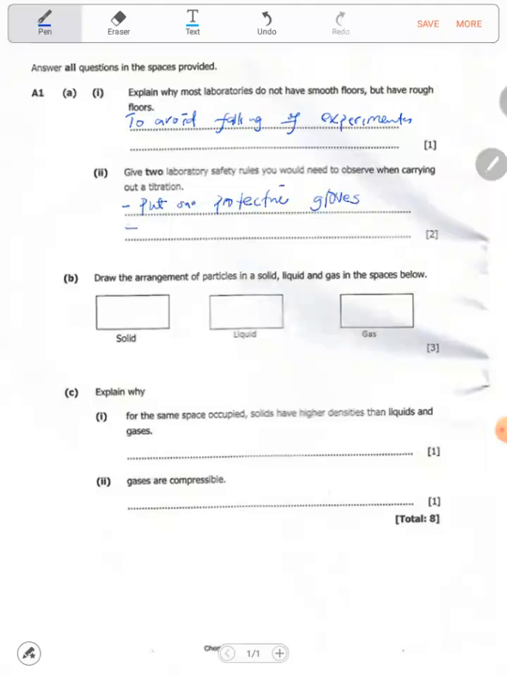From there, put on a lab coat. A lab coat will help you.